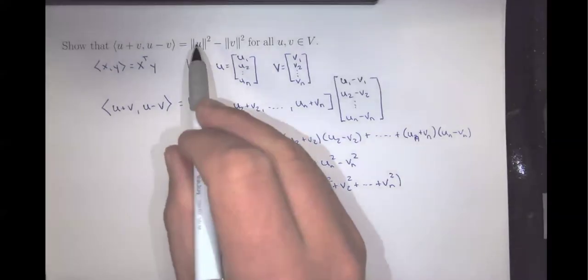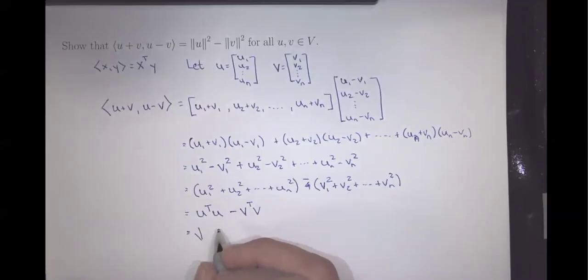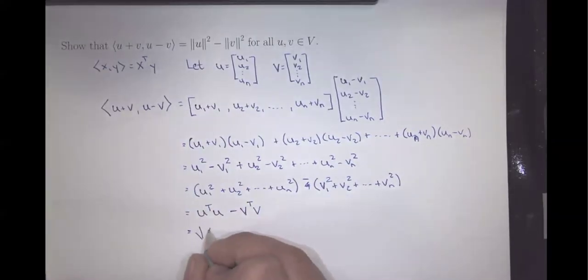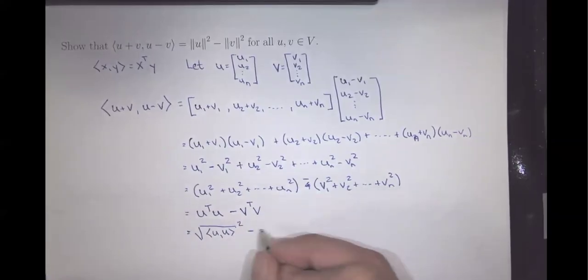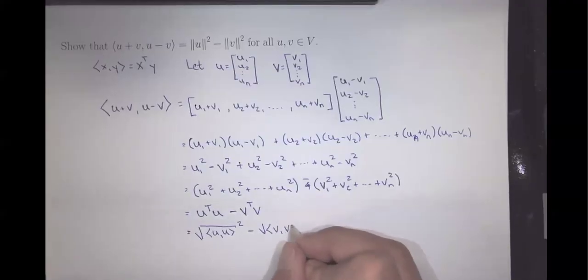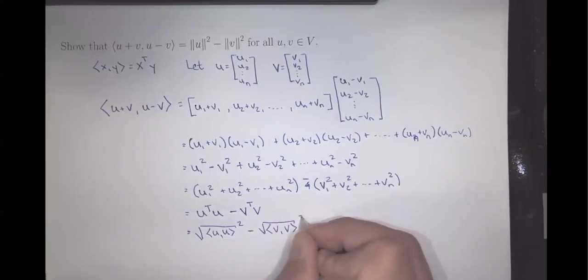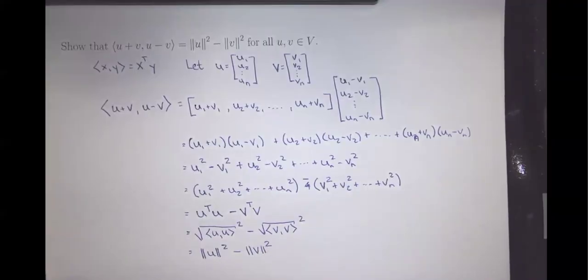And of course, the norm of u is the square root of that dot product. So this is the root of, and we can rewrite this as the inner product of u and u, squared, minus the inner product of v and v, the square root of that squared. And this first guy is the norm of u squared and the norm of v squared.